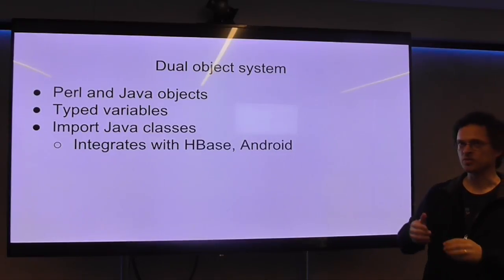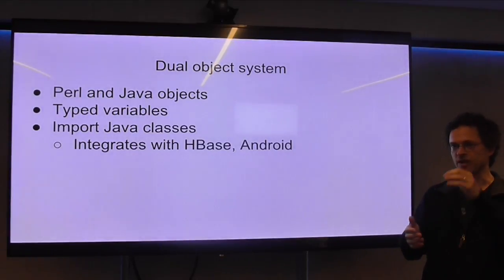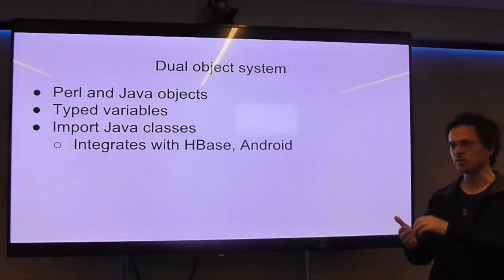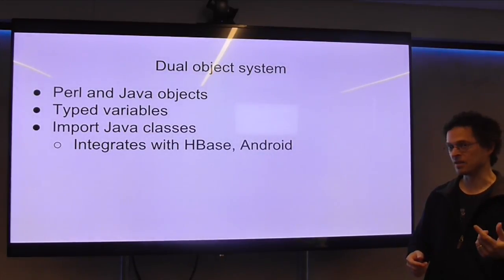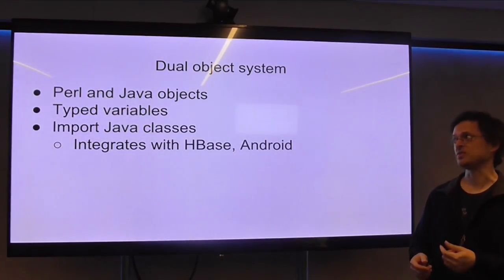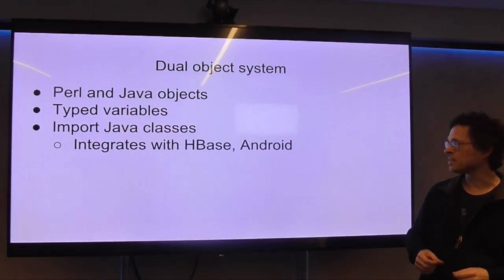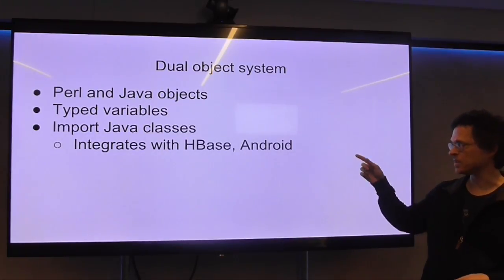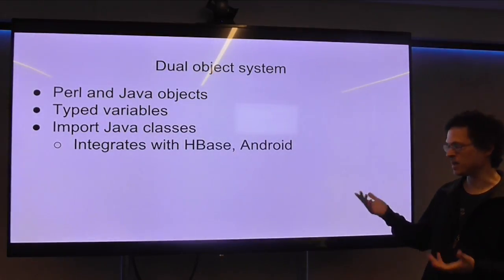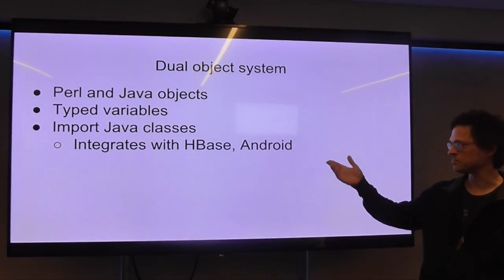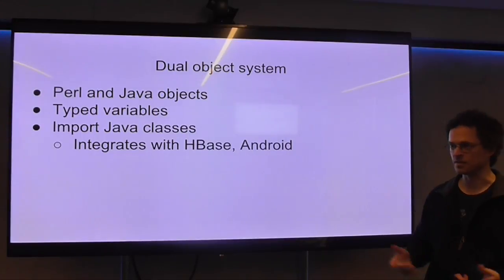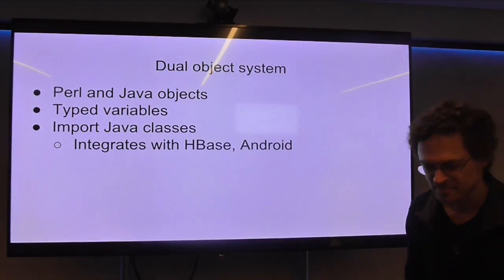Typed variables, once you declare a variable as typed, will be tracked by the compiler, and all methods will be native. This makes these method calls pretty fast. And you can import Java classes, and this integrates with the APIs we are interested in, for example, HBase, Android, and other things.